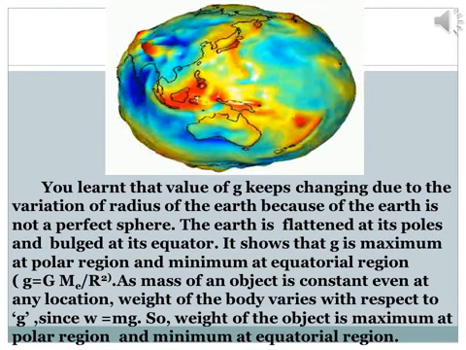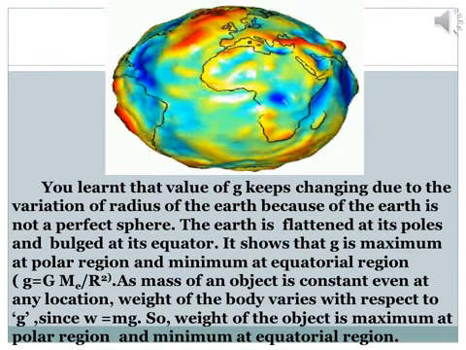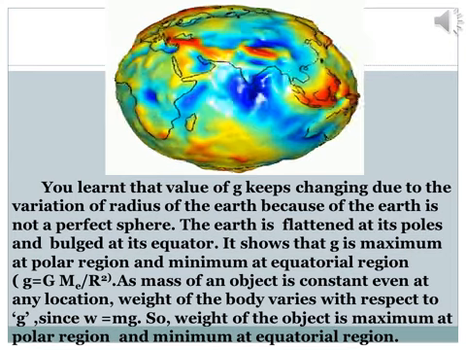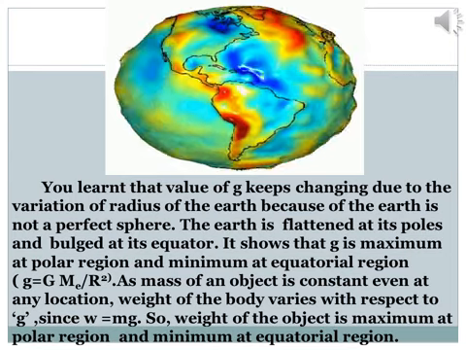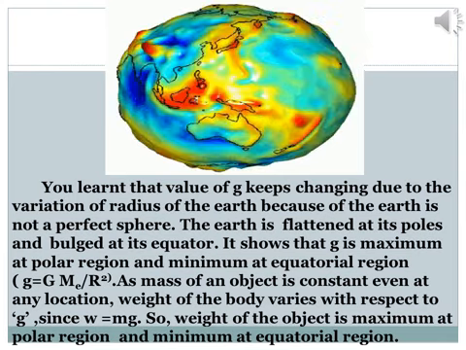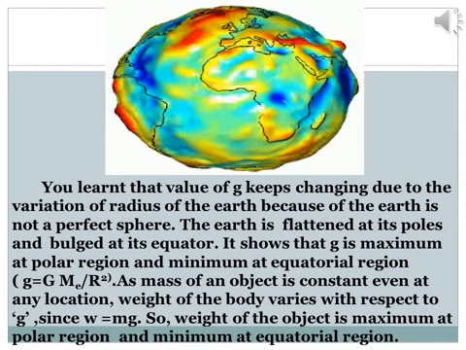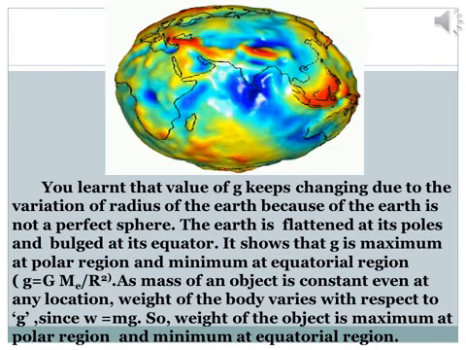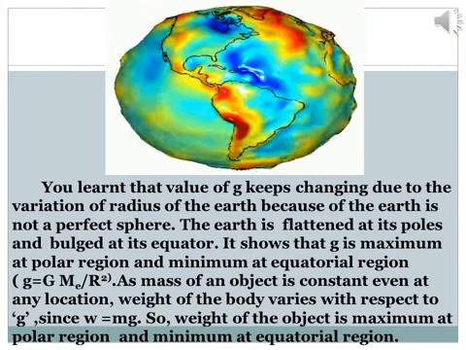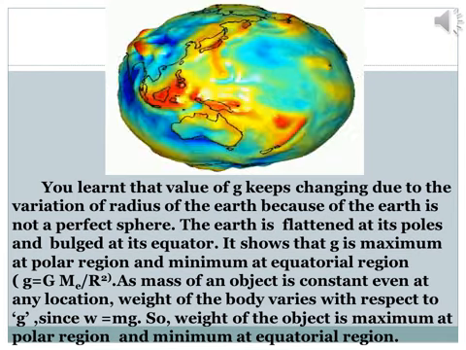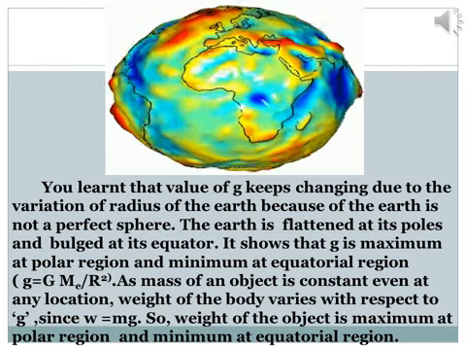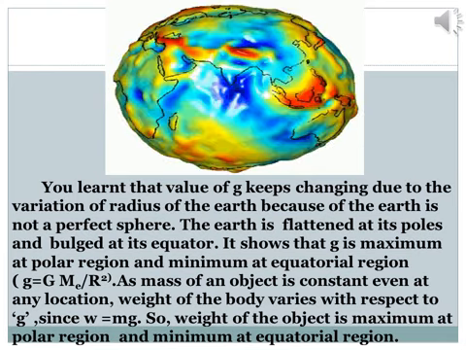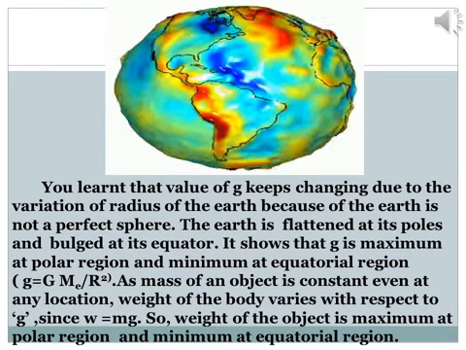You understood that weight of a body is equal to 0 at the center of the earth when g is equal to 0 at this location. You learn that the value of g keeps changing due to the variation of the radius of the earth, because the earth is not a perfect sphere. You know that the earth is flattened at its poles and bulged at its equator.